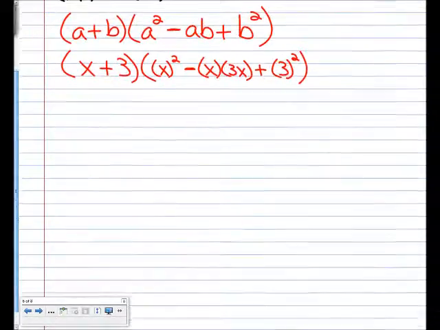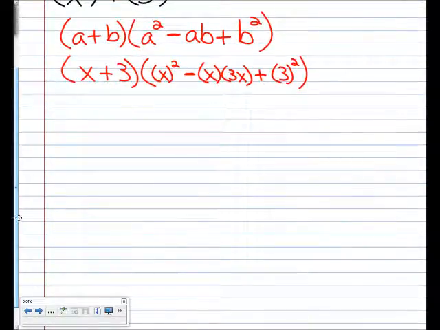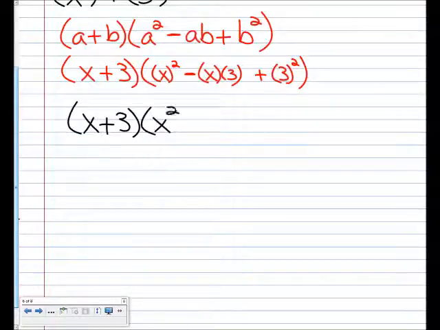On the second one, I wrote too many x's. Sorry, I made a mistake. That should just be a 3, because b is 3. I put in parentheses to show you that I just replaced it, as I said. Now again, I'm not going to leave it like that. I'm going to write my answer as x plus 3 times x squared minus 3x plus 9, because 3 squared is 9.